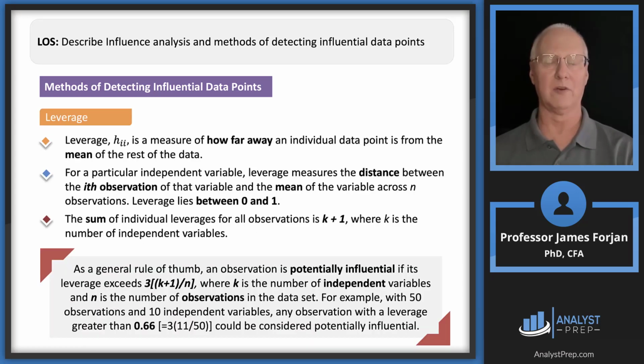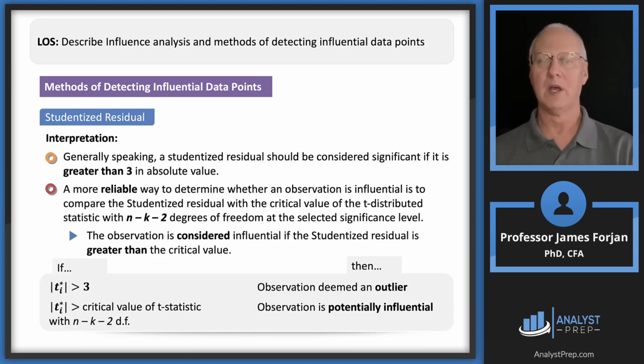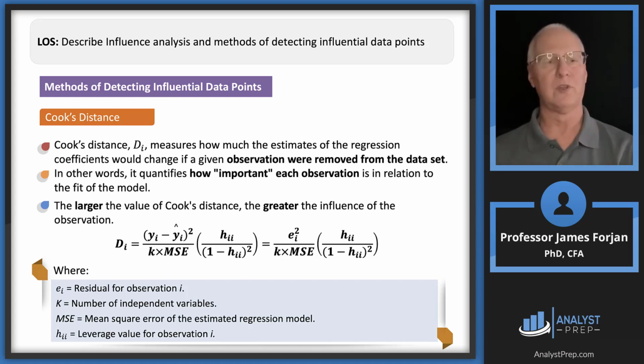Back here, let me go back here. So with leverage, you just have this kind of first rule of thumb. With the studentized, you have a general rule of thumb, generally speaking, but then you also can look this number up on a table. Now, of course, you're probably thinking along the lines, is there another test out there as well? And of course there is.